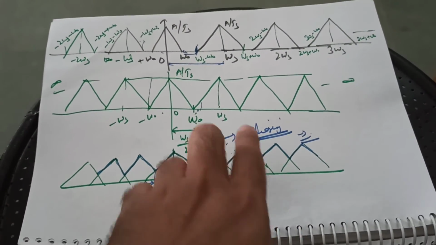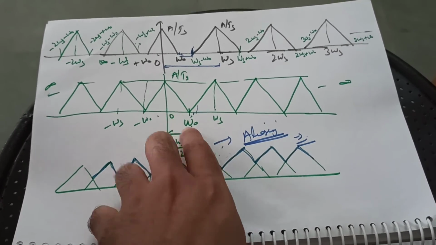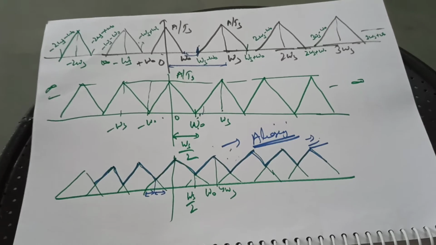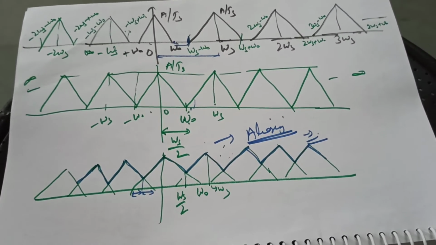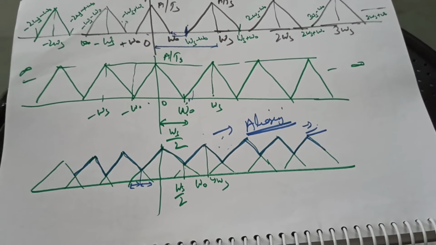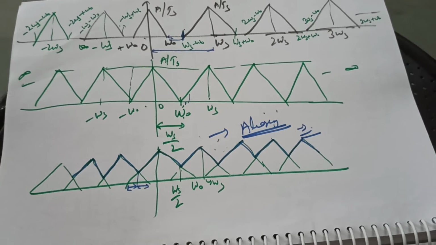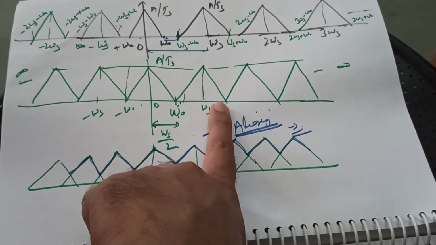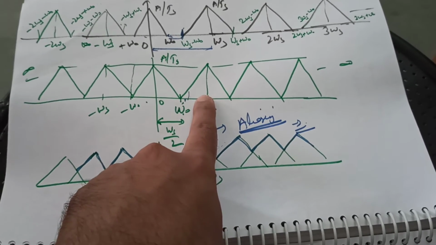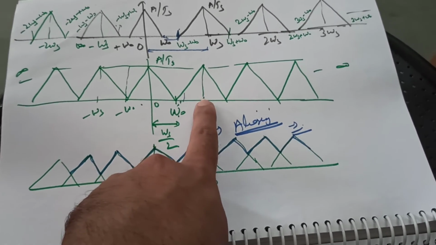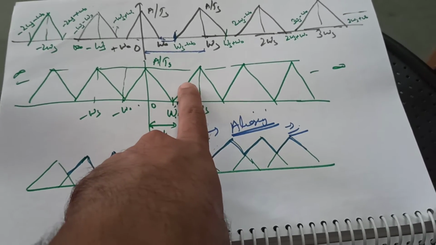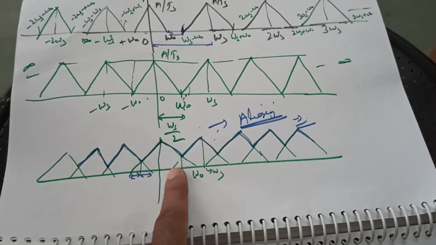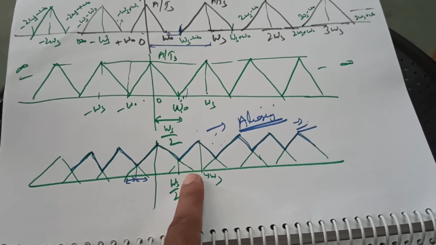So for obtaining the exact signal, one thing needs to be very clear, that your omega s should be greater than 2 omega naught, because if it is less than 2 omega naught, this is 2 omega naught, if it comes here, then this end point will go something here, just like this. Look at this. So aliasing will be happening.